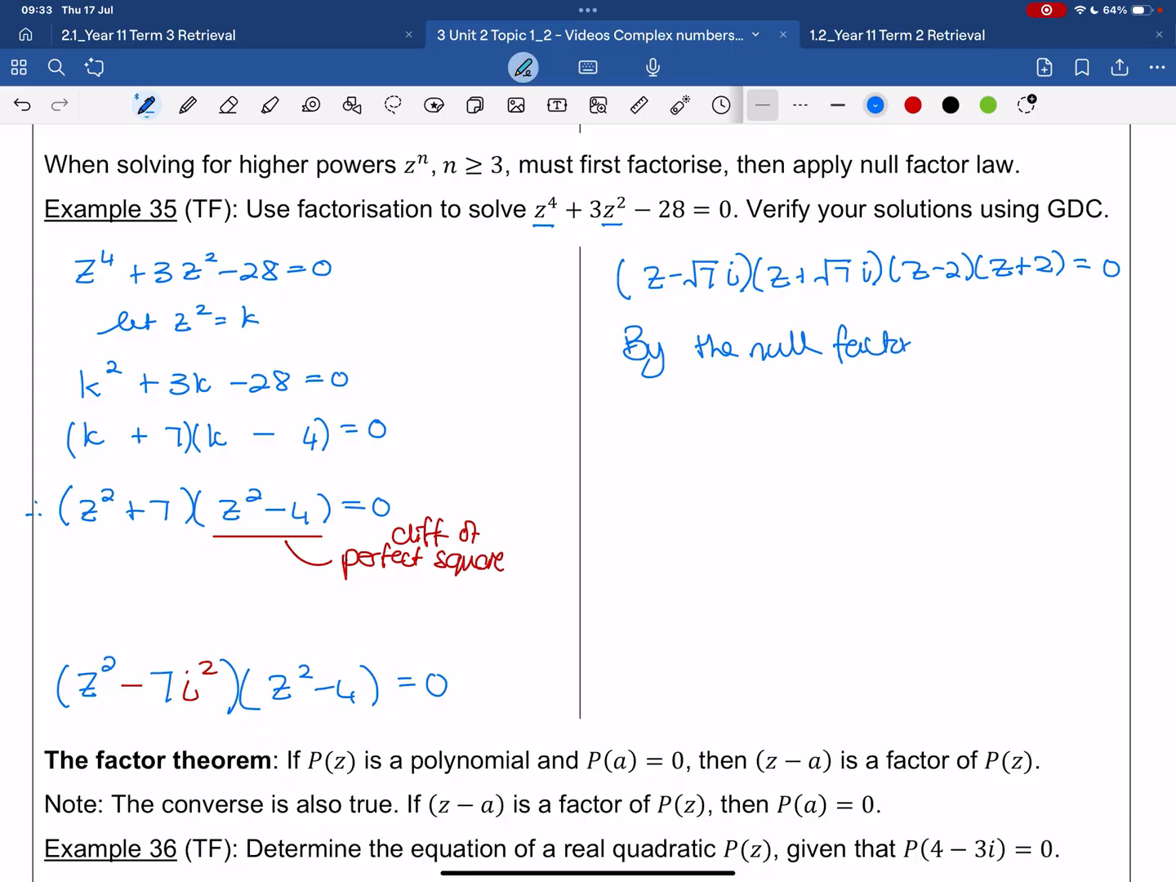They've asked us to solve it, so I now need to get it to the point where it says z equals. I've got z equals root 7i, or z equals negative root 7i, or z equals 2, or z equals negative 2.